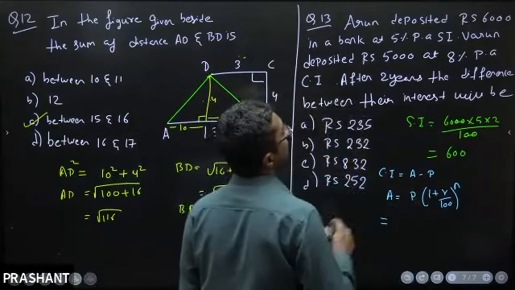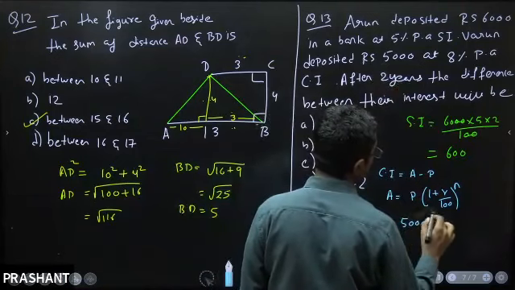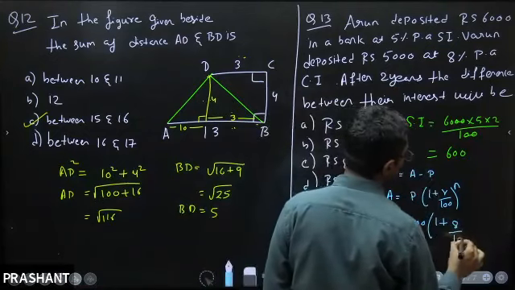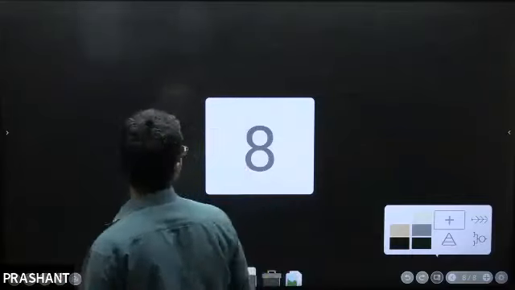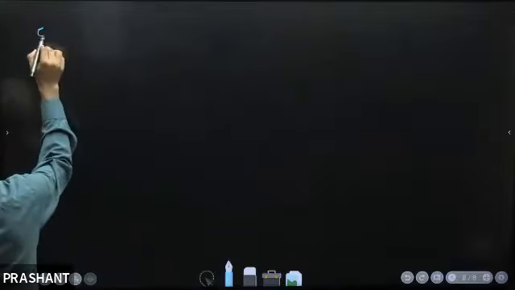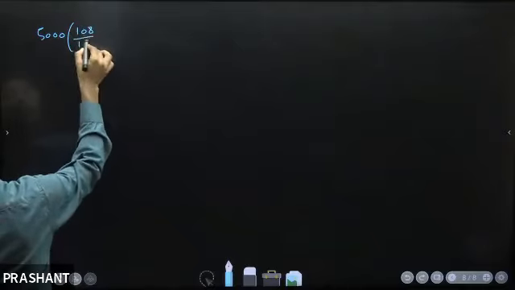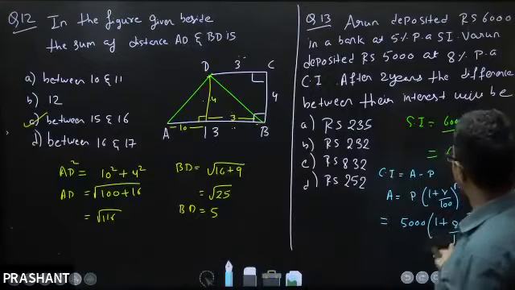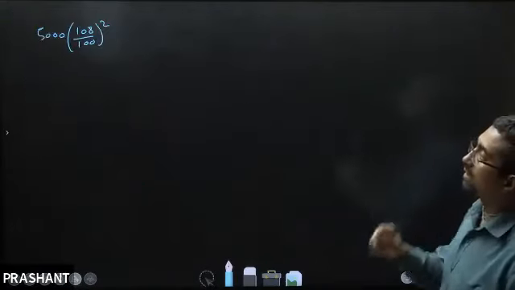So principal कितना है हमारा? What is the principal? It is your 5,000. Principal is 5,000. 1 plus rate is 8% upon 100 and raised to the power n. N is 2. Correct? So what we get from here? ये हमारा कितना हो जाएगा? 5,000 into 108 upon 100 raised to the power 2. Correct? ये हो जाएगा ना 108 upon 100 raised to the power 2.